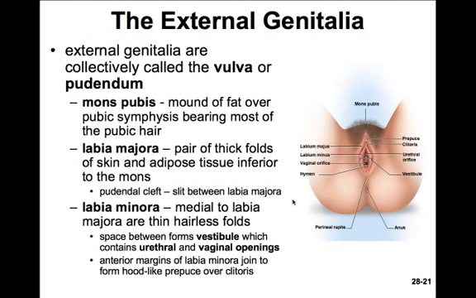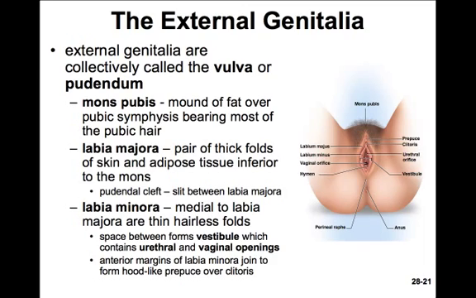So the external genitalia are collectively called the vulva or the pudendum. They consist of the mons pubis, the labia majora, the labia minora, and the clitoris. The mons pubis is a mound of fat that covers the pubic symphysis, and it bears most of the pubic hair. The labia majora are a pair of thick folds of skin and adipose tissue that are inferior to the mons. They form the pudendal cleft, which is the slit between the labia majora.